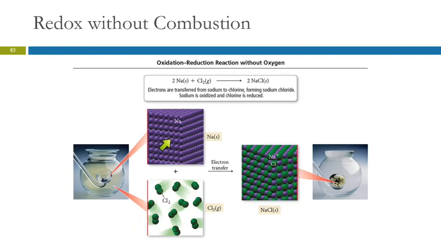In this reaction, the sodium gives an electron to one of the chlorines. When that happens, the sodium becomes a cation and the chlorine becomes an anion, and now they're really attracted to each other because of the opposite charges, and so they combine to form sodium chloride. An electron has been transferred, and that's what's happening in redox reactions. So you take this poisonous gas and this metal that reacts violently with water, neither of which you should put in your mouth, and you get sodium chloride, which we put in our mouths all the time, table salt.